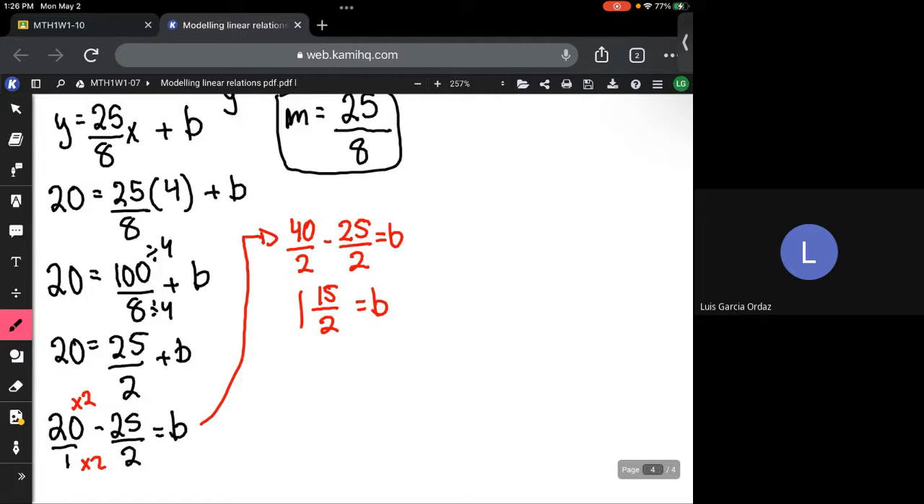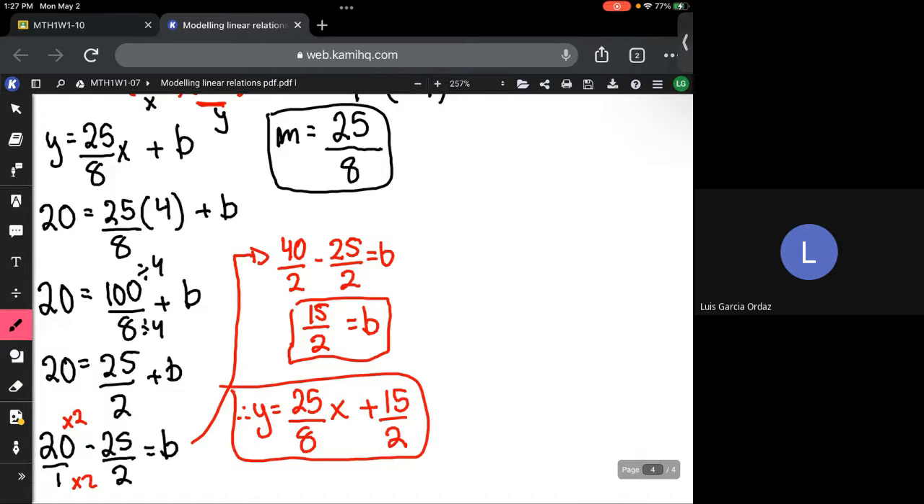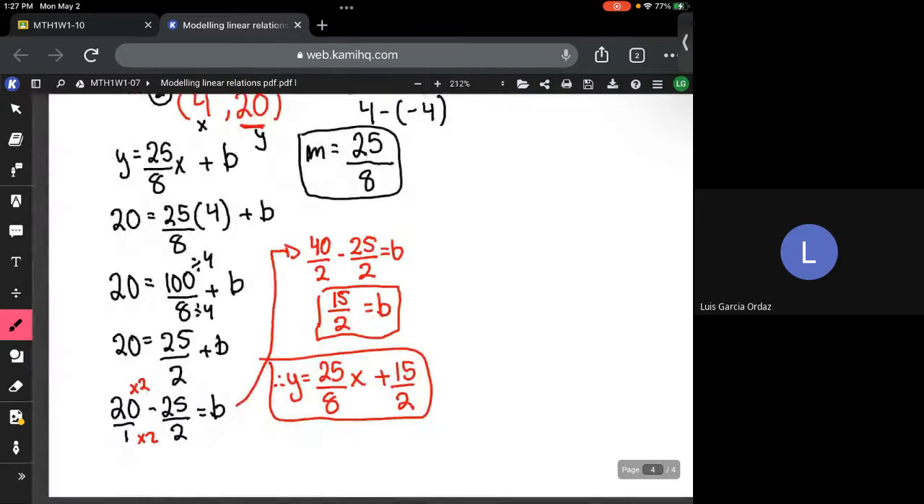Correct. So what's my whole equation now? I have m and b. y equals 25 over 8x plus 15 over 2. Perfect. I'm not going to graph this because it's going to require a very large graph. Okay, so I'm going to zoom out so you all can copy.